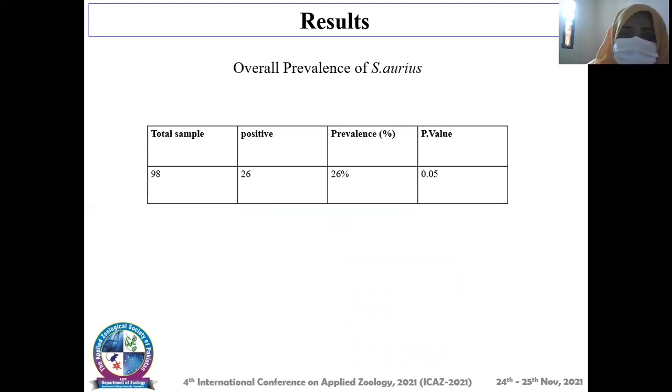Results. Overall prevalence of S. aureus bacteria, which is responsible for the mastitis. A total of 98 samples were collected from the buffaloes of Dera Ismail Khan, of which 26 were positive, and the prevalence rate is 0.05.